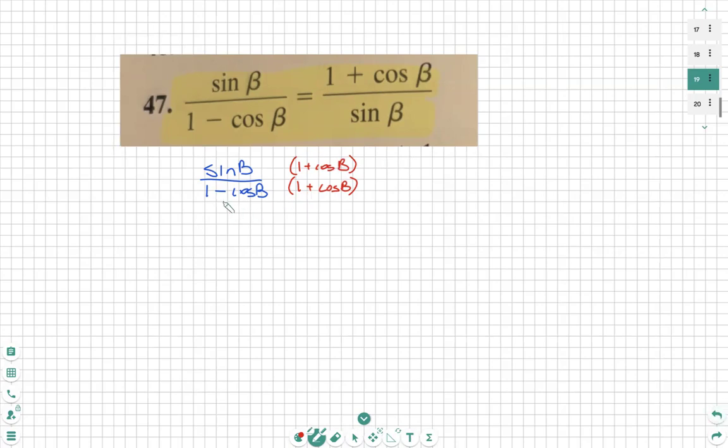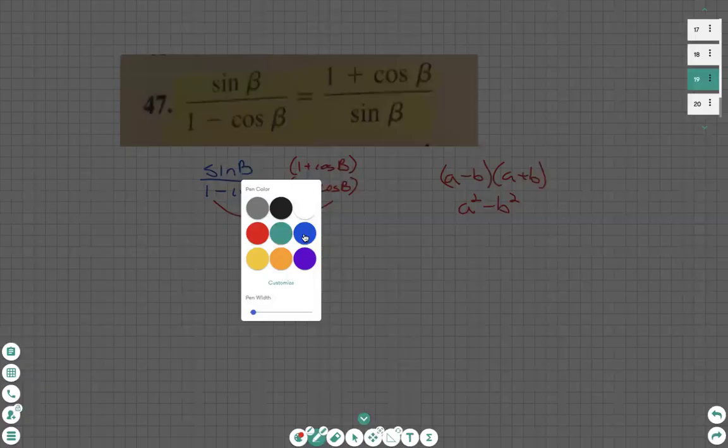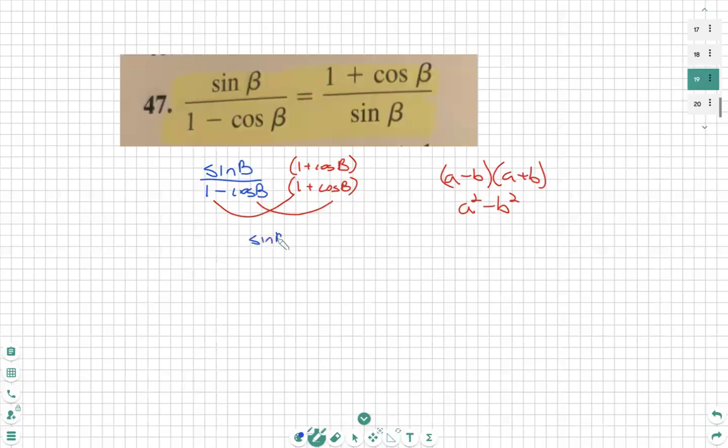What happens is the bottom becomes a difference of squares. And we know when we FOIL a difference of squares, it just becomes a squared minus b squared. So what we do to the top is we have sine of b times 1 plus cosine of b, all over 1 minus cosine squared of b. 1 times 1 is 1. Cosine times cosine is cosine squared, and we just subtract those two, the difference of squares.